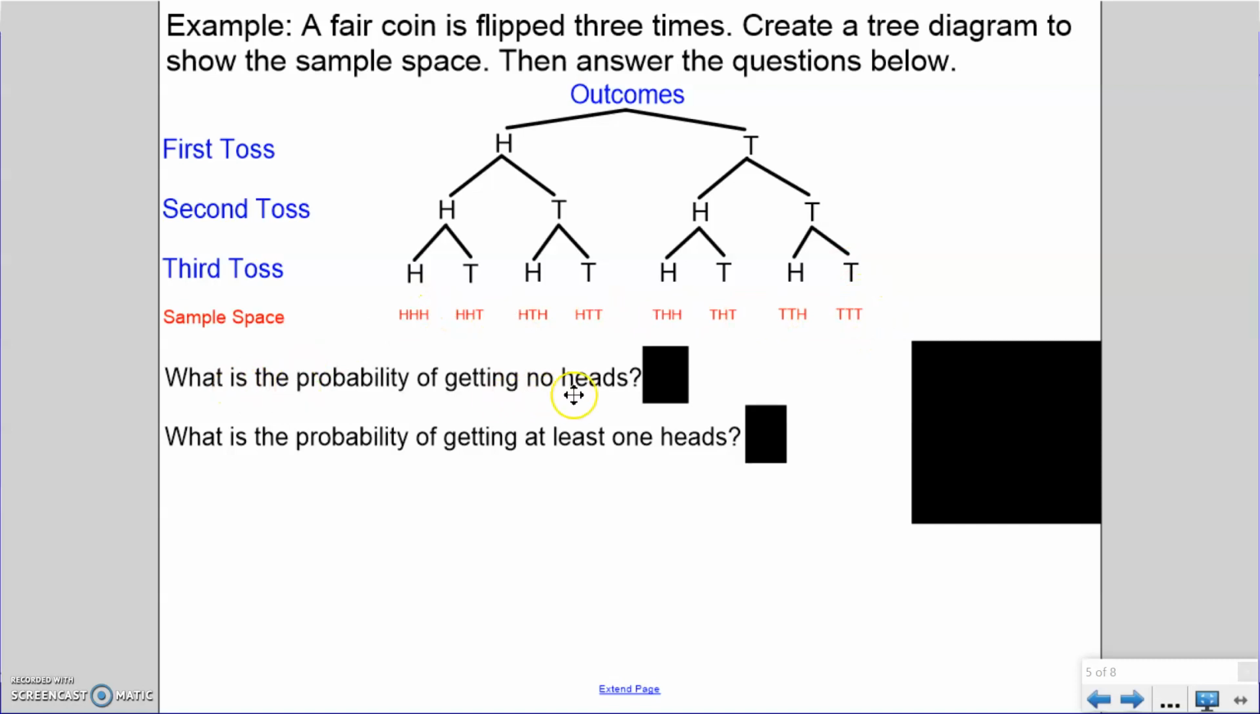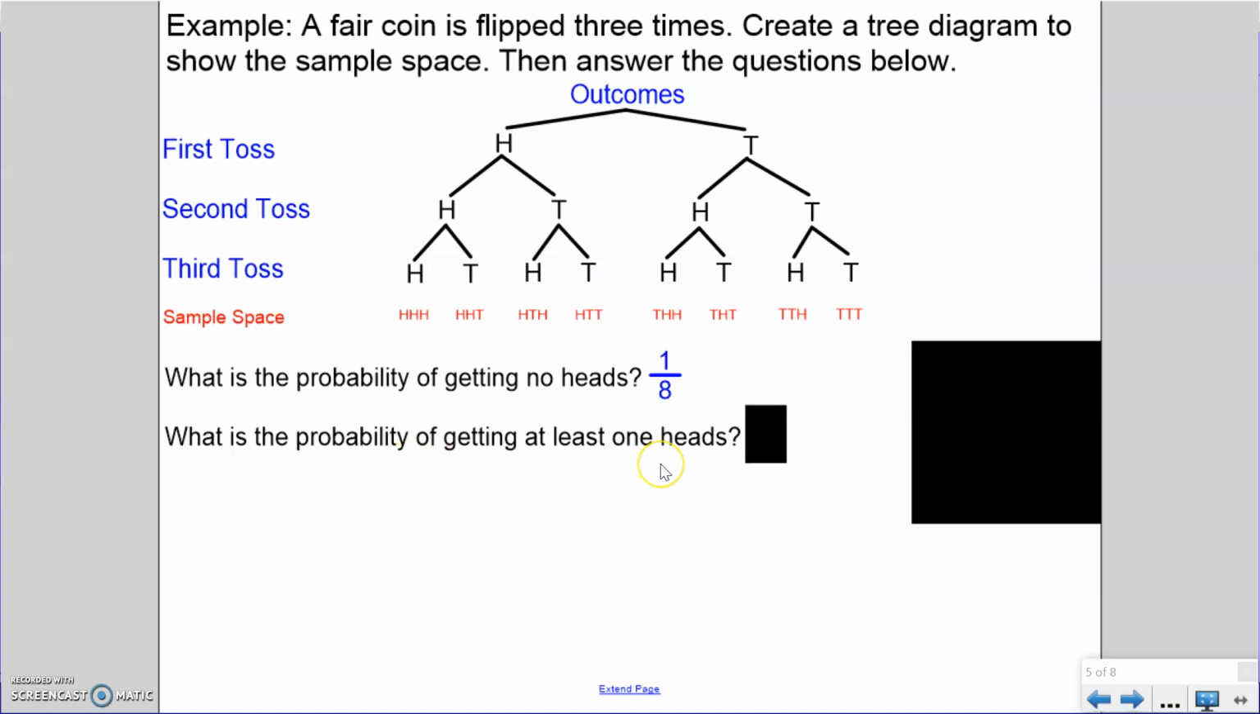So what is the probability of getting no heads? So here's 1, 2, 3, 4, 5, 6, 7, 8, 8 total possibilities. This has 3 heads, this has 2, 2, 1, 2, 1, 1, 0. So this is the only one that has no heads. So we have 1 out of all 8 chances to get no heads.